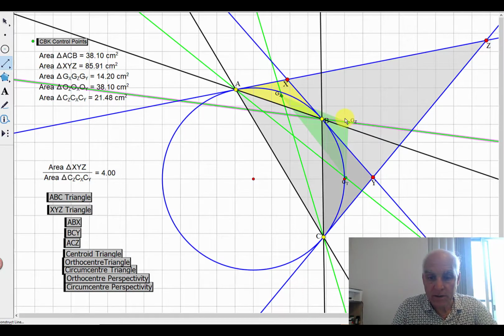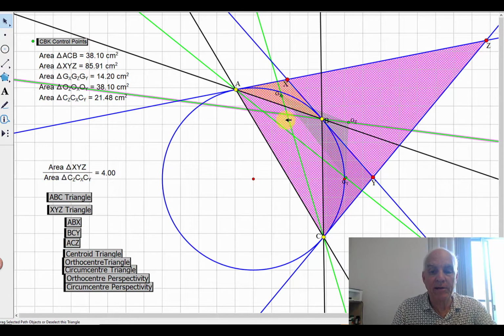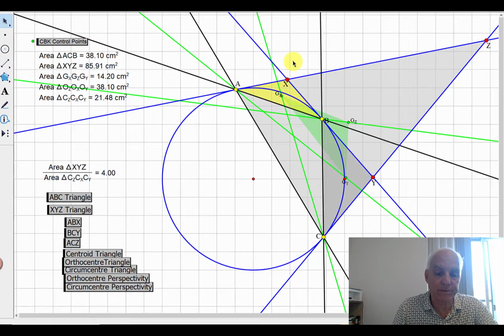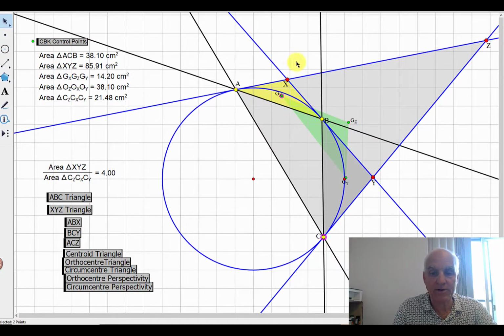So we've joined, have I done that? Yes, okay. So I've joined G sub X to the complementary point C. I've joined G sub Y to the complementary point A, and G sub Z to the complementary point B. And these 3 lines that we get here in green don't coincide in a point, so nothing's happening in that direction. That's fine. It's not that we get something every time.